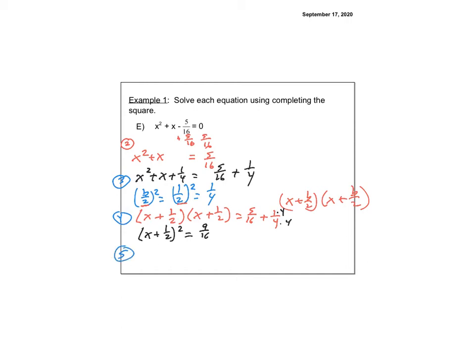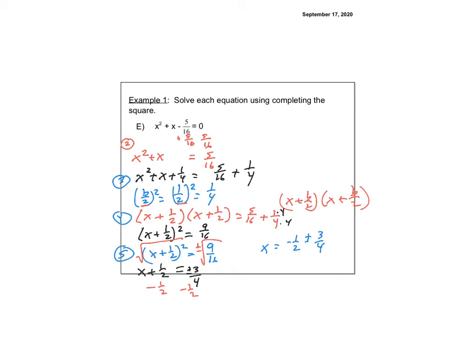So now the fifth step there is to go ahead and take the square root of both sides and then solve for x. So I'm going to do that. I'm going to take the square root of both sides. Taking the square root there of the left-hand side there, I get x plus 1/2. The square root of 9 there is 3. The square root of 16 is 4. That's plus or minus. And so now I'm going to have to subtract 1/2. And so then on the left-hand side there, we're left there with x. On the right-hand side there, we have negative 1/2 plus or minus 3/4.